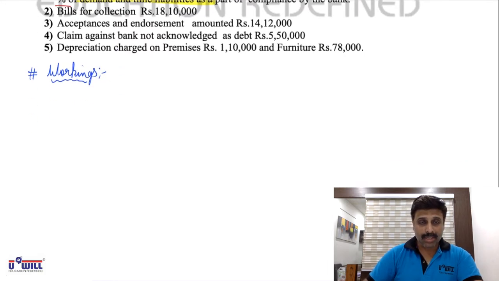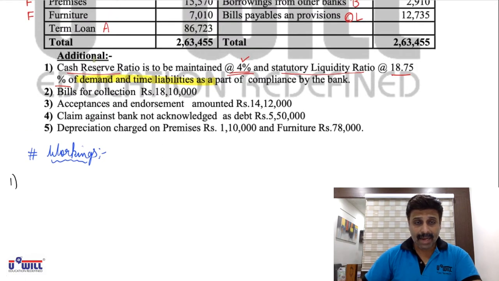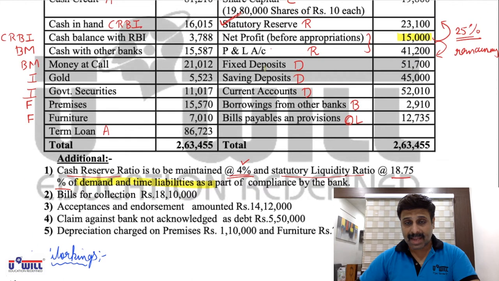Now understand, what do they exactly mean with this adjustment? Whatever are there, demand and time liabilities. Demand and time liabilities means fixed deposits, saving deposits and current account deposits. These three things bank accept from public. Now whatever amount bank accepts from public in the form of fixed deposits, saving deposits and current account deposits, 4% of that amount bank has to keep with RBI as cash reserve ratio.